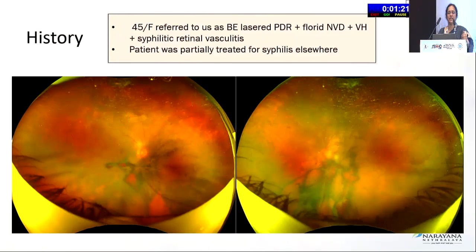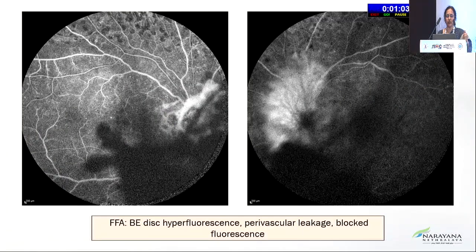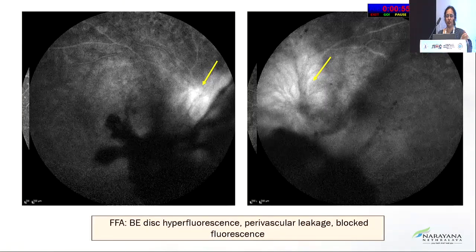The next case is a 45-year-old female who presented with both eyes laser-treated PDR with florid NVD and vitreous hemorrhage, diagnosed as syphilitic retinal vasculitis. The patient was partially treated for syphilis elsewhere. Here we could see the florid NVD with vitreous hemorrhage in both eyes, disc hyperfluorescence, and perivascular leakage with block fluorescence corresponding to the areas of the vitreous hemorrhage on FFA.